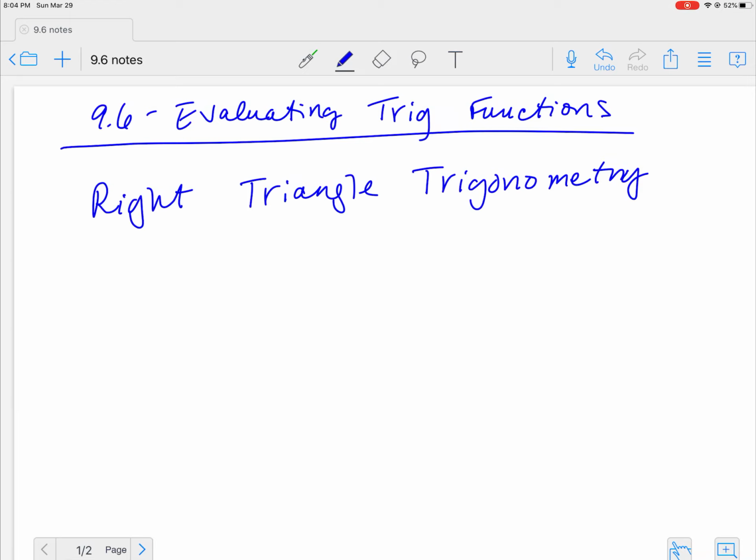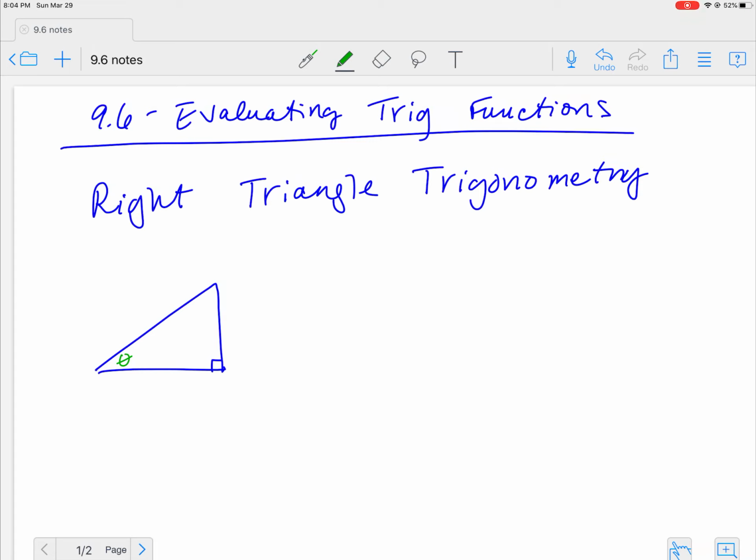Right triangle trigonometry. Before, in those other problems we did in the last section, 9.5, it kept saying things like "in standard position." We don't have to be in standard position anymore. We can be in whatever right triangle we want to work with.